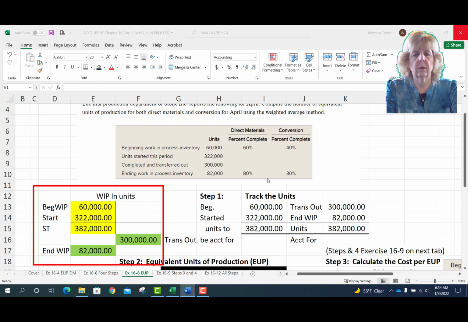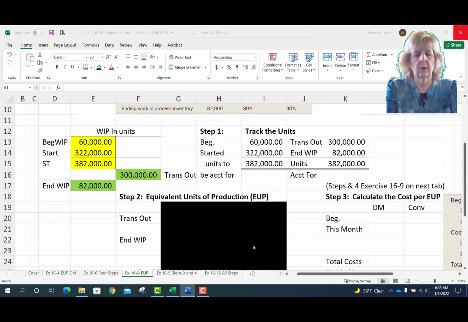The yellow line items are here. The green line items are here. Remember, we always have to ensure that that equality is in existence. Let's move on to step 2.